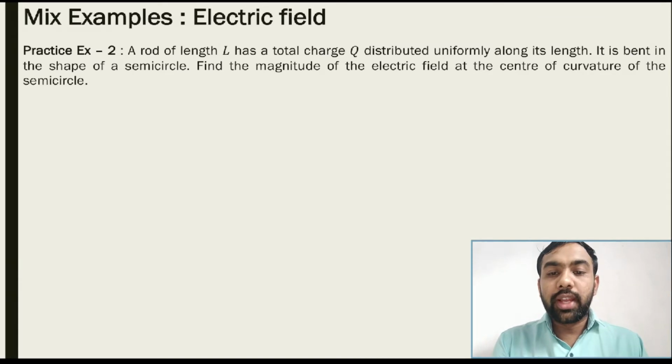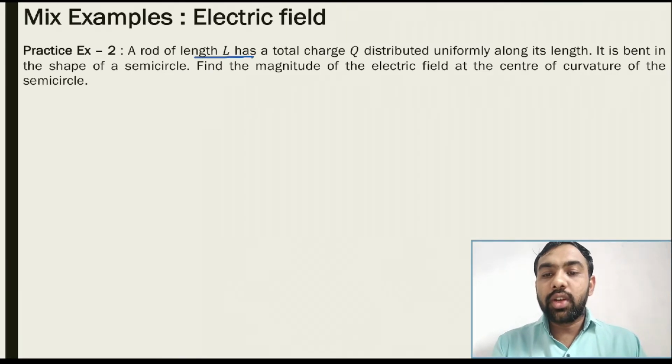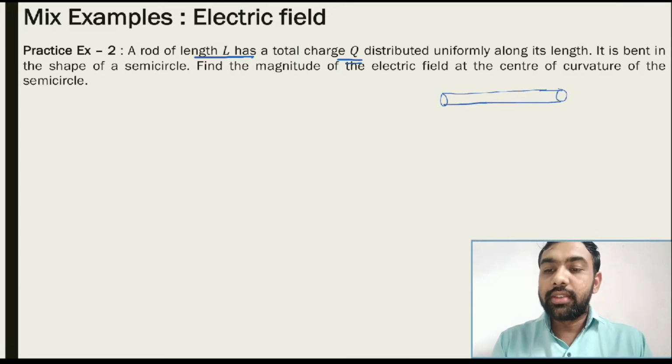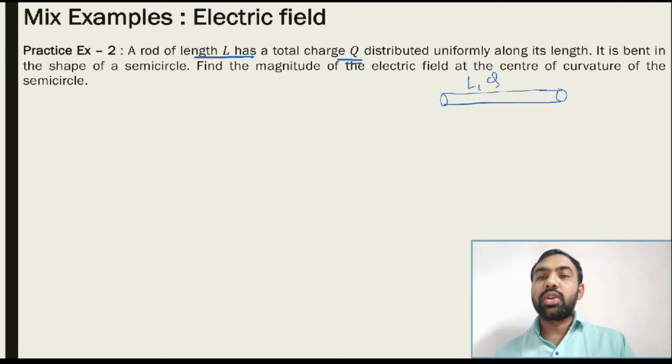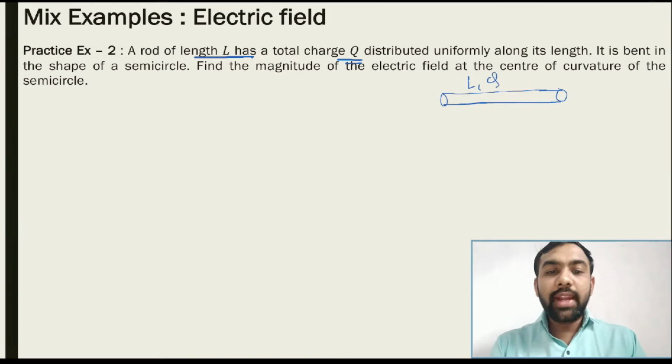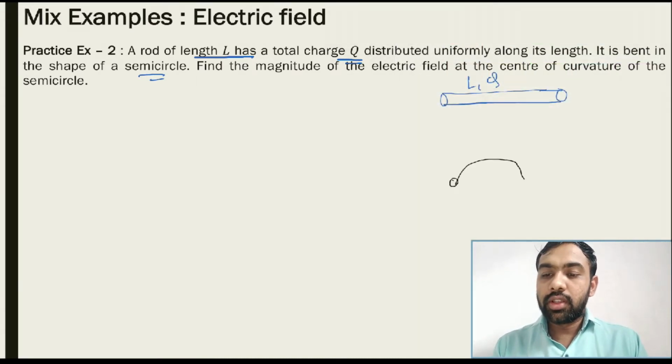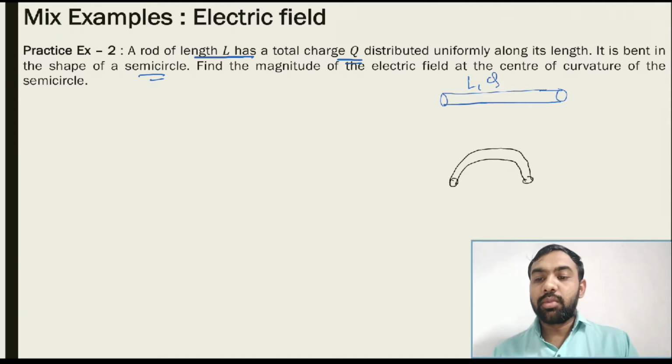Let's see example number 2. A rod of length L having a total charge Q distributed uniformly along its length. Suppose it is a rod. This type of rod is given to us. Its length is L and total charge on the rod is Q. It's bent into the shape of a semicircle. So this rod is bent like this in the form of a semicircle.